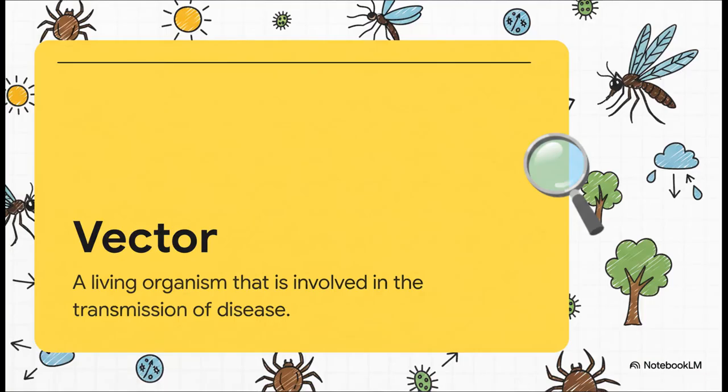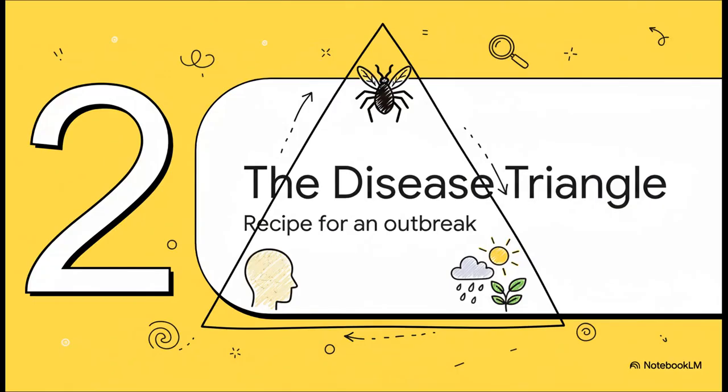Okay, so a vector is basically a living delivery service. It's an organism, usually a blood-sucking insect, that picks up a pathogen, a virus or bacteria, from one infected animal and carries it over to a new one. They're basically the middlemen of the microbial world. But for an outbreak to actually happen, you need more than just the vector.